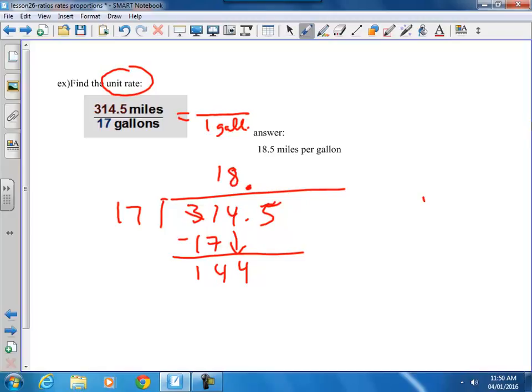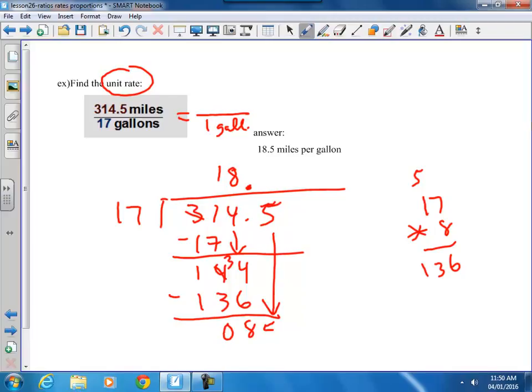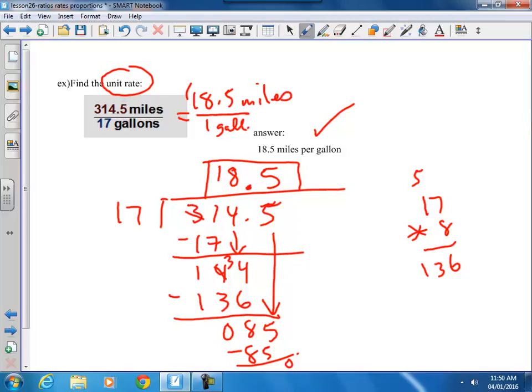And even if you need to go off on the side, on the margin, and say 17 times 8 is 136. Draw the line and subtract. Bring down the last guy. And 17 into 85 goes 5 times. So we're arriving at 18.5. All right. And we see the answer, 18.5. Always make your units miles per gallon.